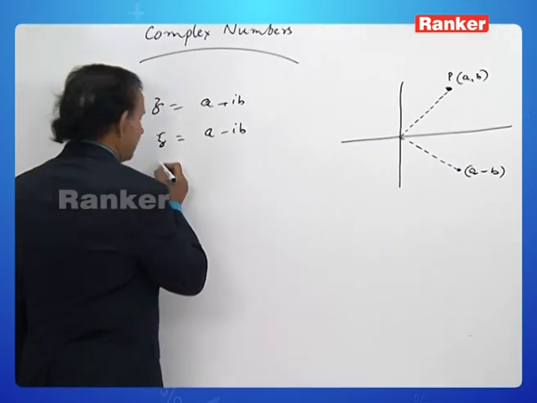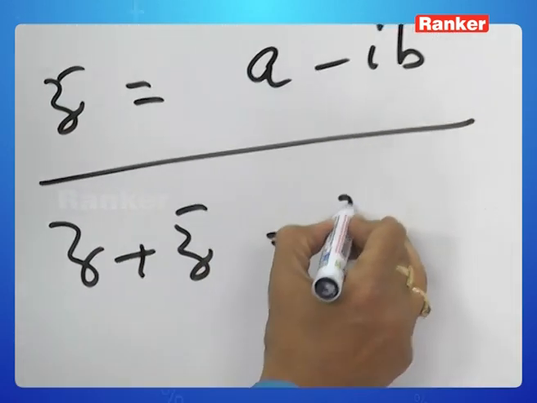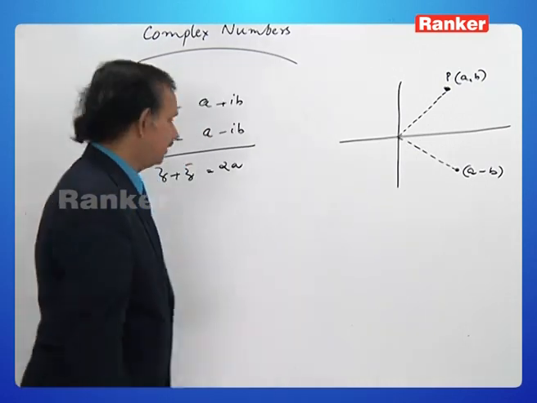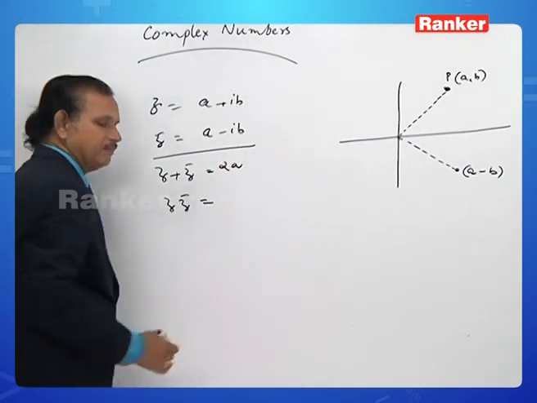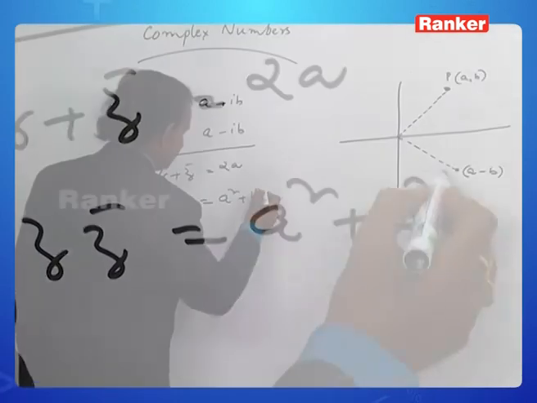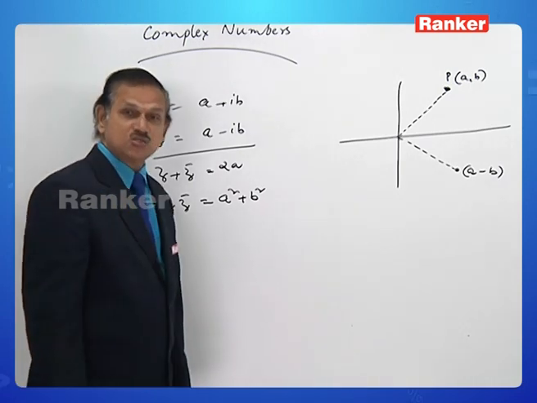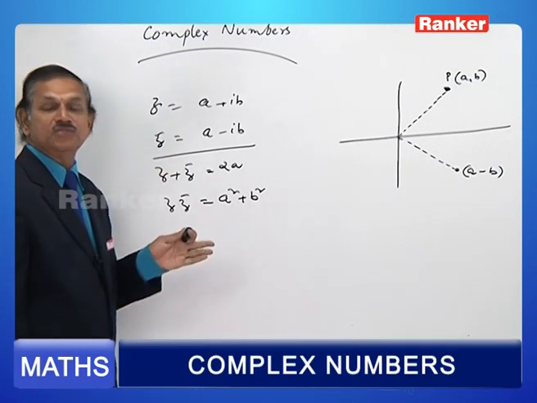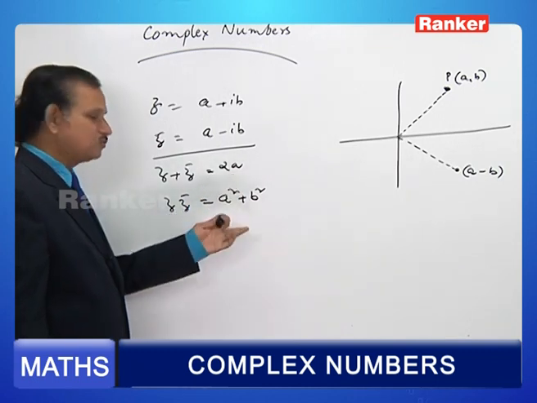What is their sum? Z plus z bar is equal to 2a. What is its product? Z into z bar is a plus ib into a minus ib. Come on, a square plus b square. Here, it is essential to notice one thing. Both the sum and the product of these two complex numbers are real. 2a is a real number. A square plus b square is a real number.